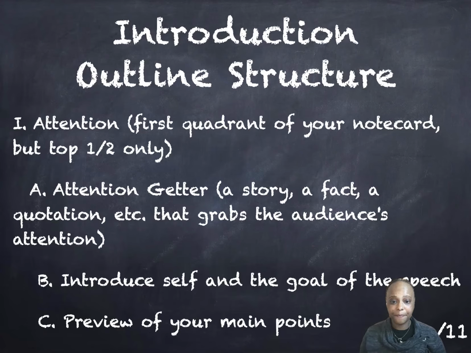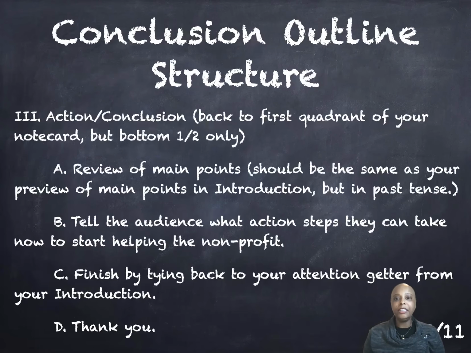Okay, that's it. Now, in your conclusion, that goes on the bottom half of that first quadrant. In that, just on the bottom half, you're going to review your main points. So just like I just said, first I talked about this, then I talked about this, lastly I talked about this. You're going to do that. It's just in past tense.